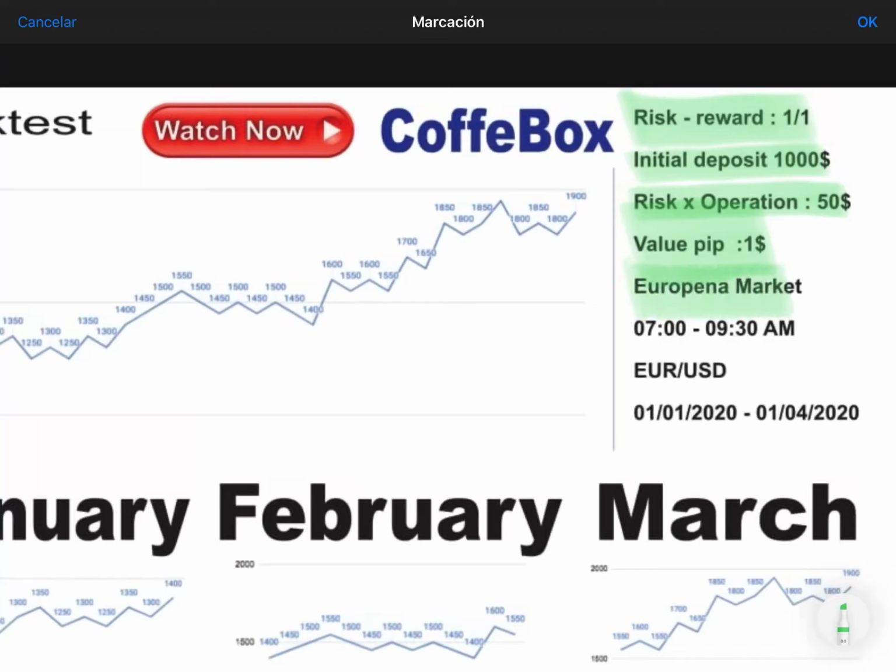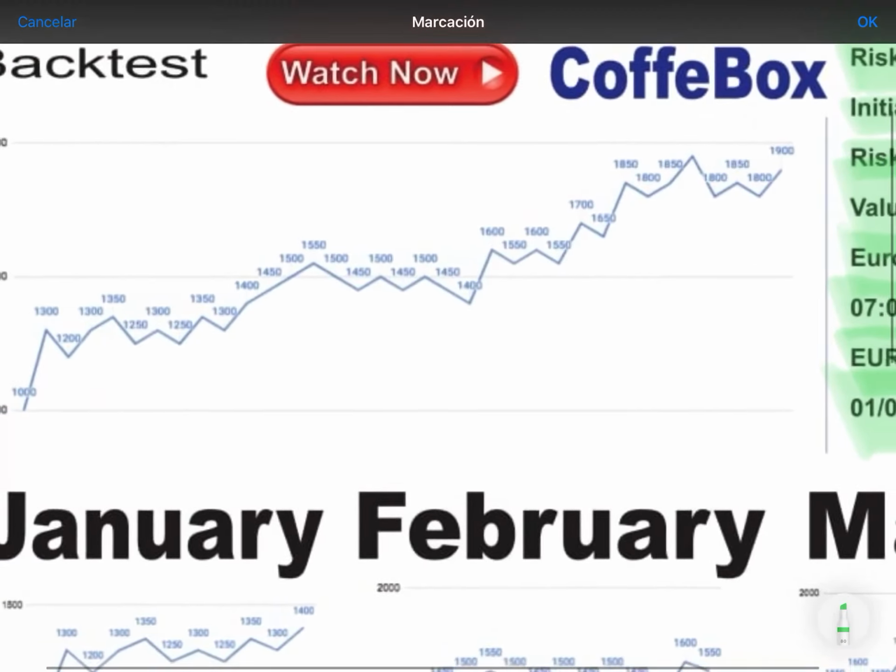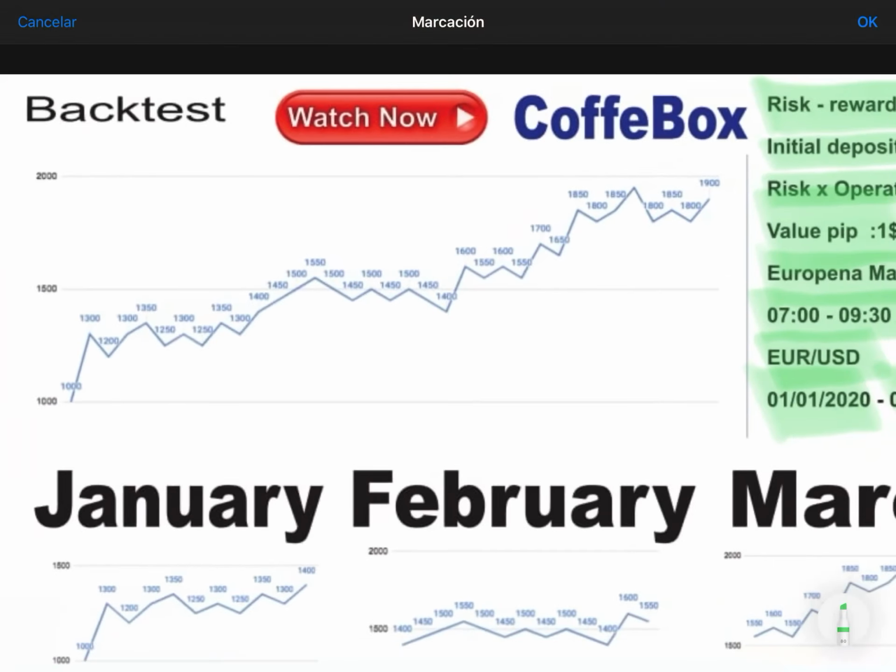We're going to use only the European market, only the opening of the European market, not the American. That will be 7 to 9:30 in the morning, Madrid time. We use the EUR/USD from day 1 of 2020 till 1 of 4 of 2020. So this is the main graphic. You can see that in 3 months we go from a $1,000 initial deposit to $1,900. It means we almost doubled our account in 3 months.